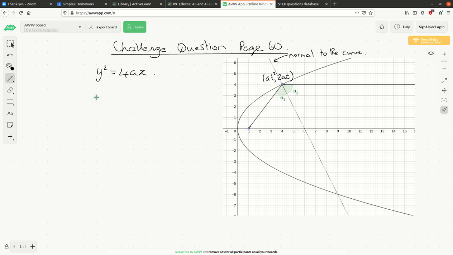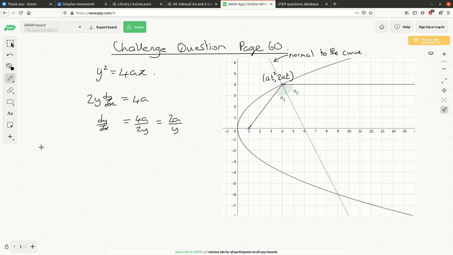Obviously, if we're finding tangents and normals, we normally need to differentiate. My choice, I could use parametric differentiation, but I think what I'm going to do is differentiate this implicitly and then rearrange. So if I differentiate this implicitly, I get 2y dy by dx equals 4a. And hence dy by dx is 4a over 2y, which is 2a over y.